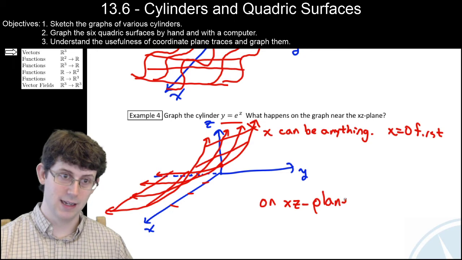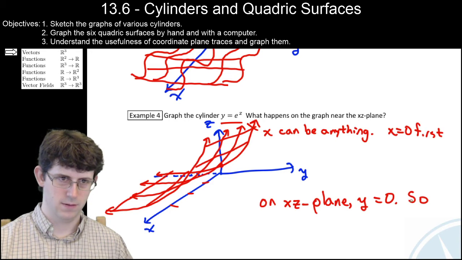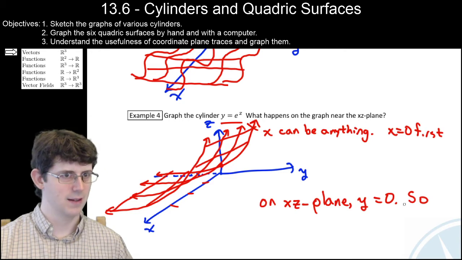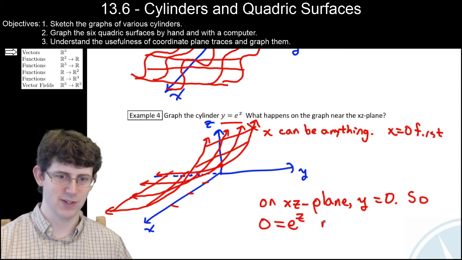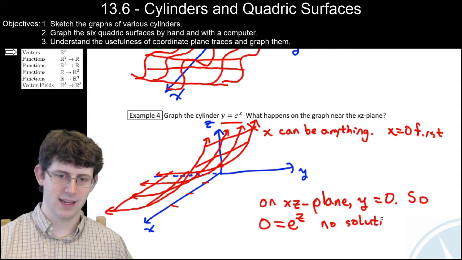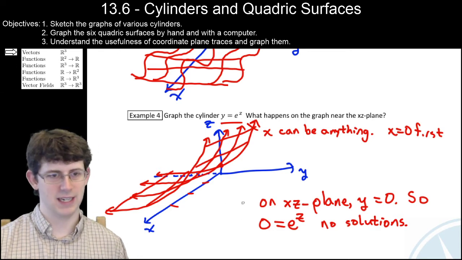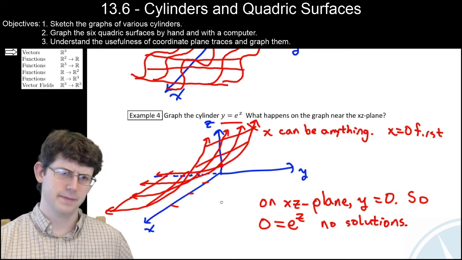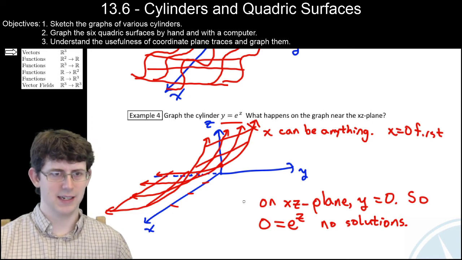On the xz plane, y equals 0. This looks bad. On the xz plane, I get y equals 0, so 0 equals e to the z, but 0 equals e to the z has no solutions. So I think I've not graphed the right thing here, because on the xz plane, my graph just has z equals 1. So what did I do wrong? Oh, I graphed z equals e to the y.